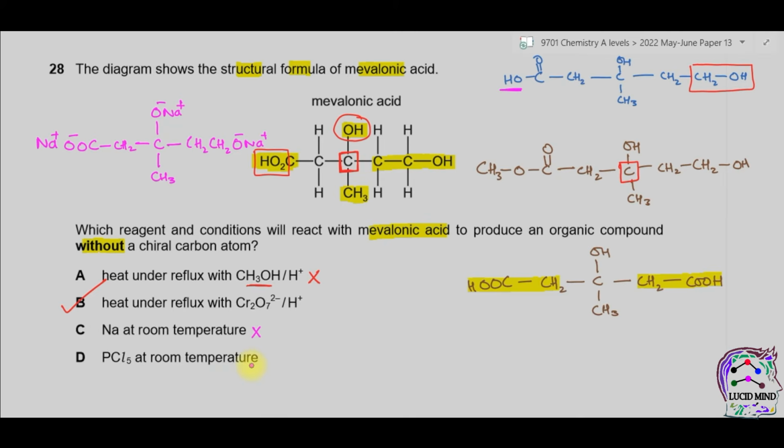Last one is PCl5 at room temperature. Now what PCl5 can do is it can replace OH. The product will be like this. We have OH replaced. This OH is also going to get replaced. So we have COOH, CH2. Now chlorine is present instead of OH. And again chlorine is present instead of OH. So all 4 groups are still different, so still we have chiral carbon. Correct answer is therefore B.